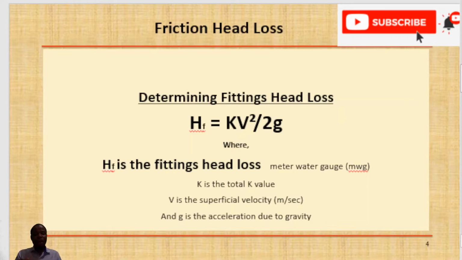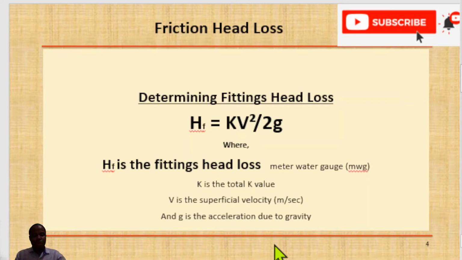Now, after you obtain the number of each of these fittings, you multiply the number of each type of fitting by the corresponding K value. And what do you do next? You add the K values for the various types of fittings to get your K. With your superficial velocity and acceleration due to gravity, you will obtain what we call the fittings head loss. It is as simple as that. Now, don't forget that we said your frictional head loss is the sum of the fittings head loss and the straight run head loss. The fittings head loss is what you have obtained using the K-value method.